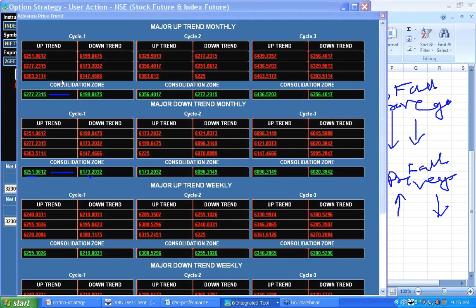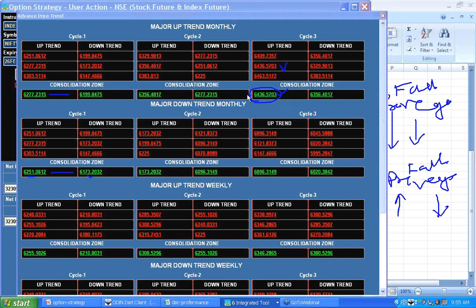my first cycle, say it is penetrating, say the second cycle is also penetrating. So my third cycle, which is coming at 6436, this is the price band of the third cycle, which is very important for me. So I am just going to focus on a strike which is near this 6436.